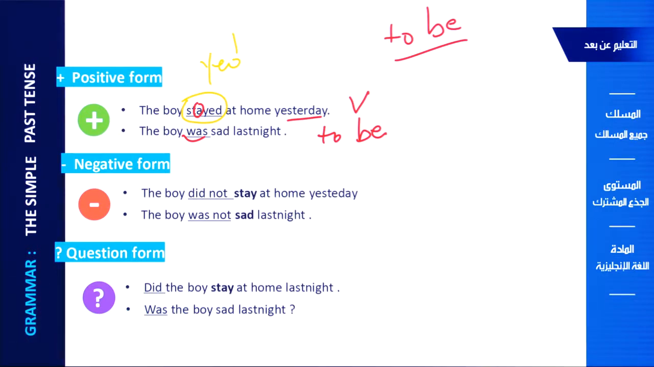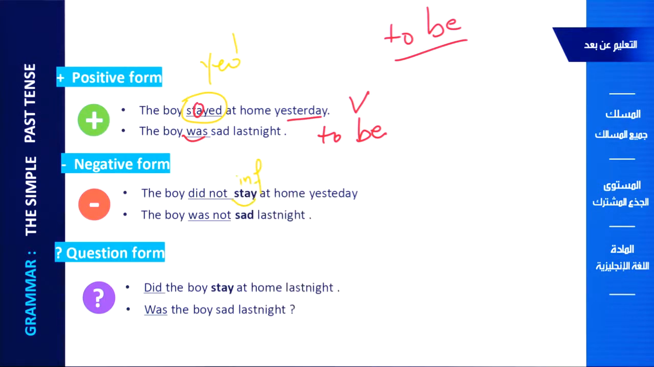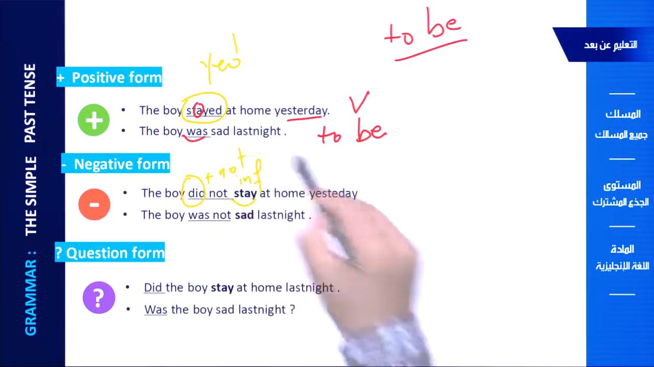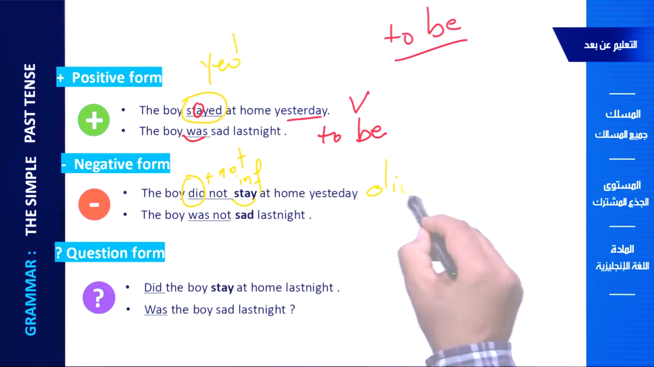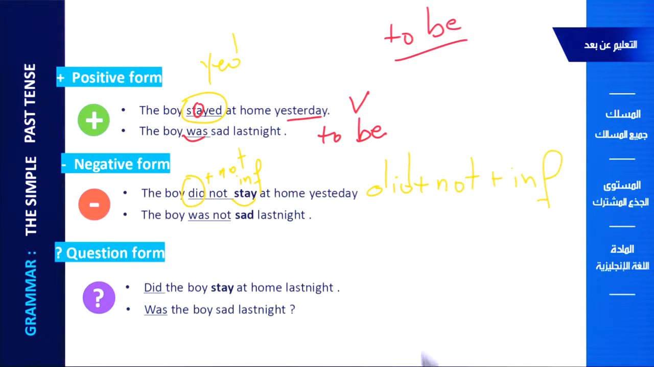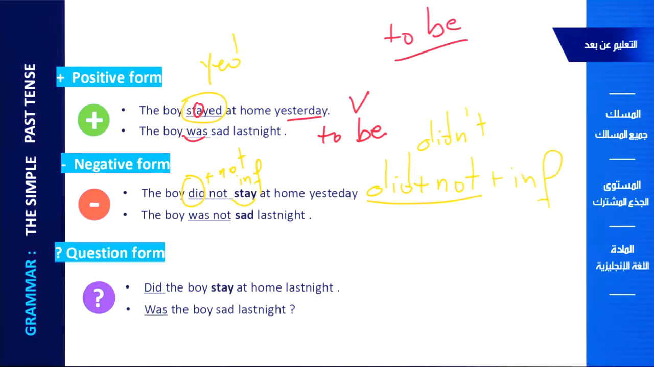Let's go to the negative form. The negative form of the first sentence is the boy did not stay. What do you notice here? We have stay, it's infinitive. But we have did plus what? Plus not. So what is the form? The negative form is did plus not plus infinitive. And this one can be a contraction, when we say didn't with an apostrophe between n and t. So we say the boy did not stay at home yesterday. What is the form? Did plus not plus infinitive.